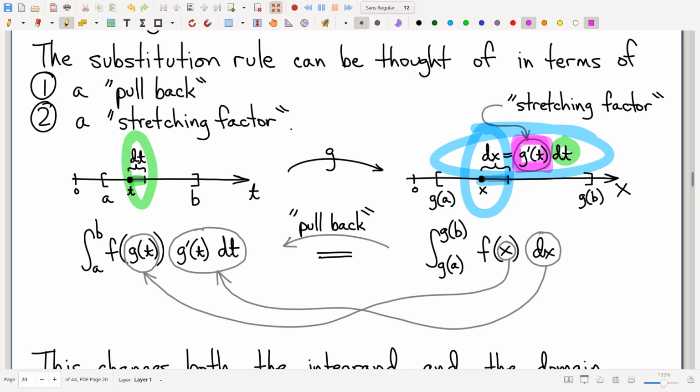And again, you might say it's been stretched out, and by how much has it been stretched out? Well, you can see that right here in this formula. It's been stretched out by a factor of g prime.